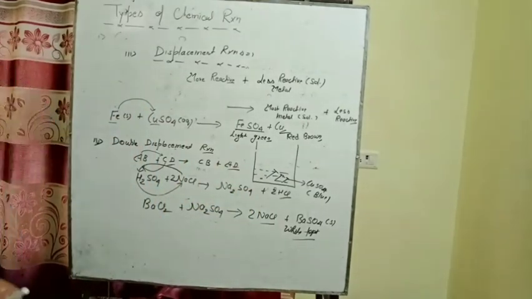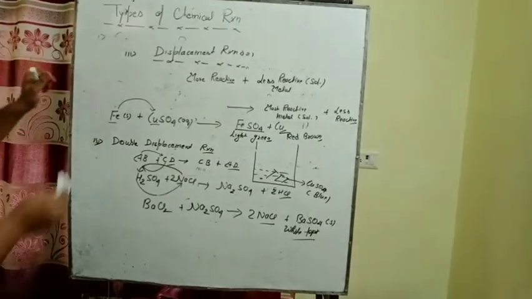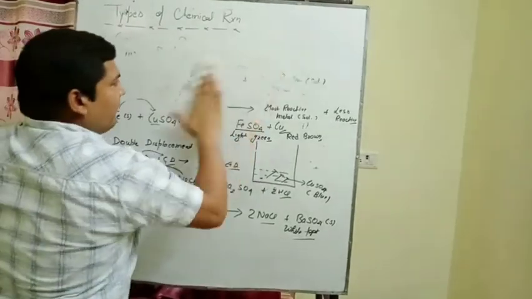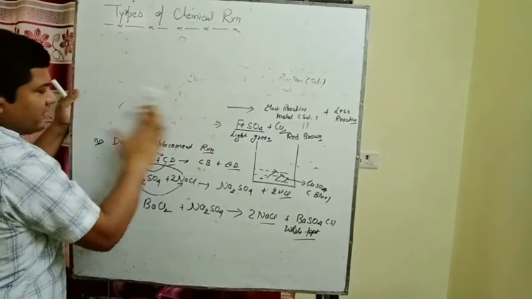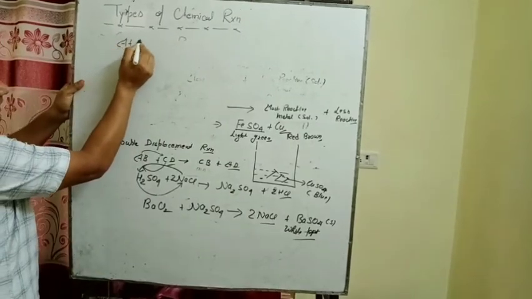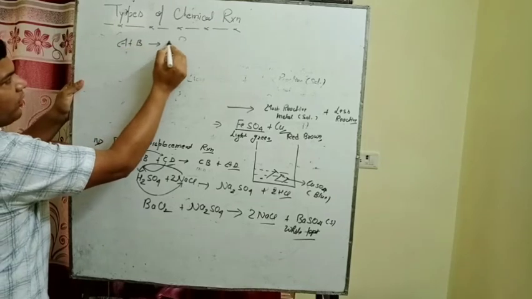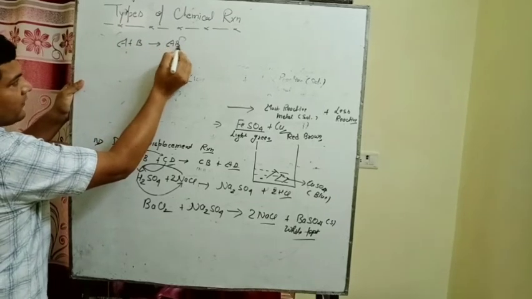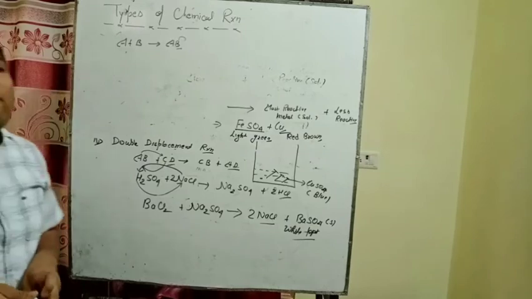तो इन दिस वीडियो up to here we have studied 4 types of reactions. First one is combination reactions. There we are having 2 species A and B. They are combining to form a substance that's called AB. So this reaction is called combination reactions.